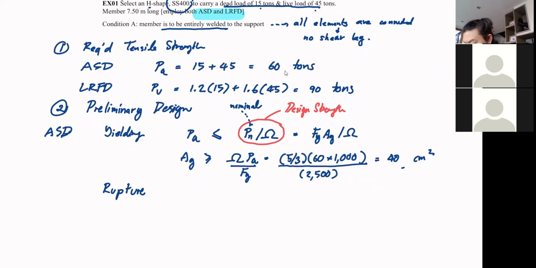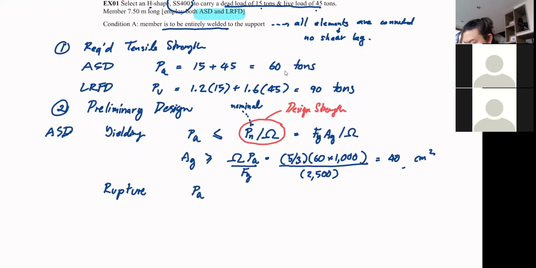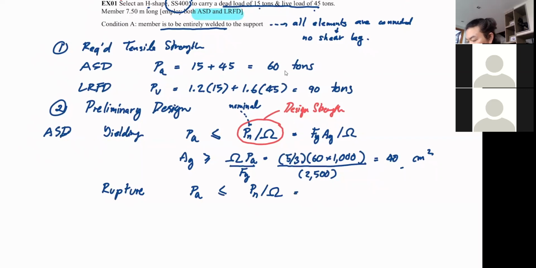Now again, PA must not be greater than the nominal strength divided by factor of safety, but this time it is going to be Fu A net. Remember, this time we have holes. We don't have holes, I'm sorry. We're gonna weld all the member to the support right away. So in this case, the A net is equal to the A gross, right?